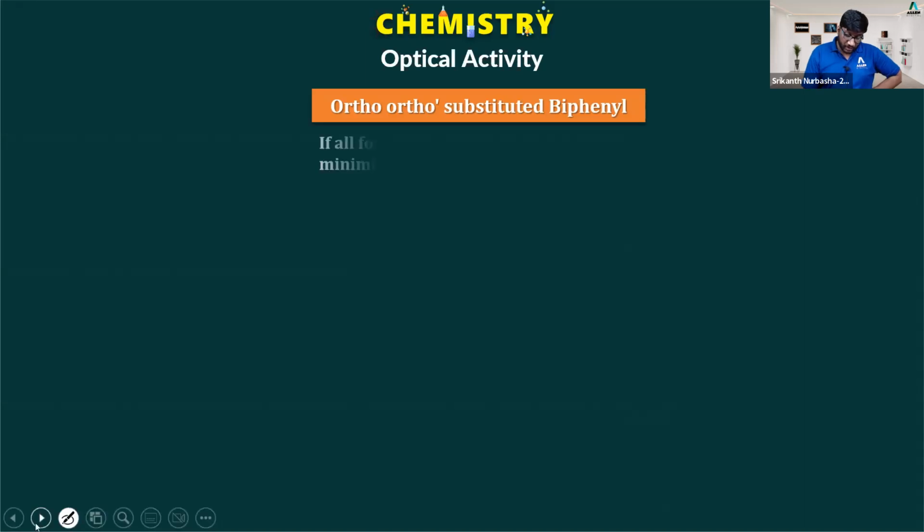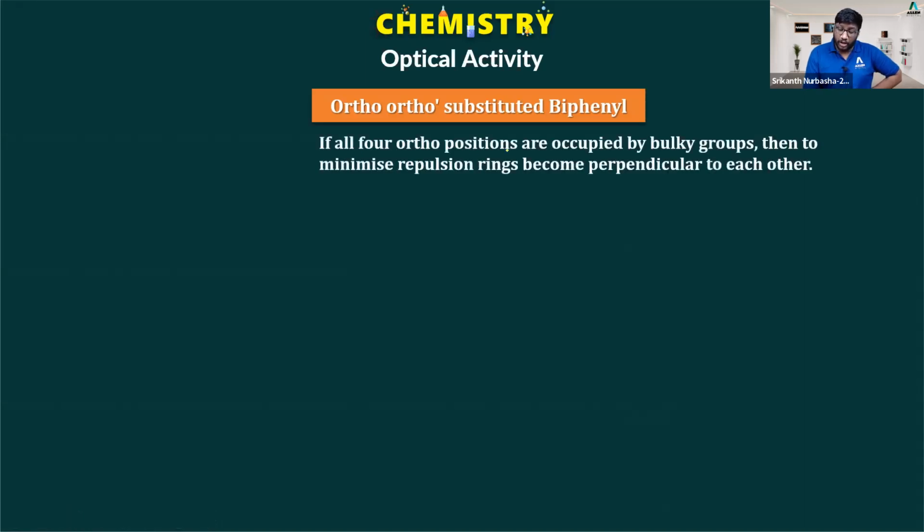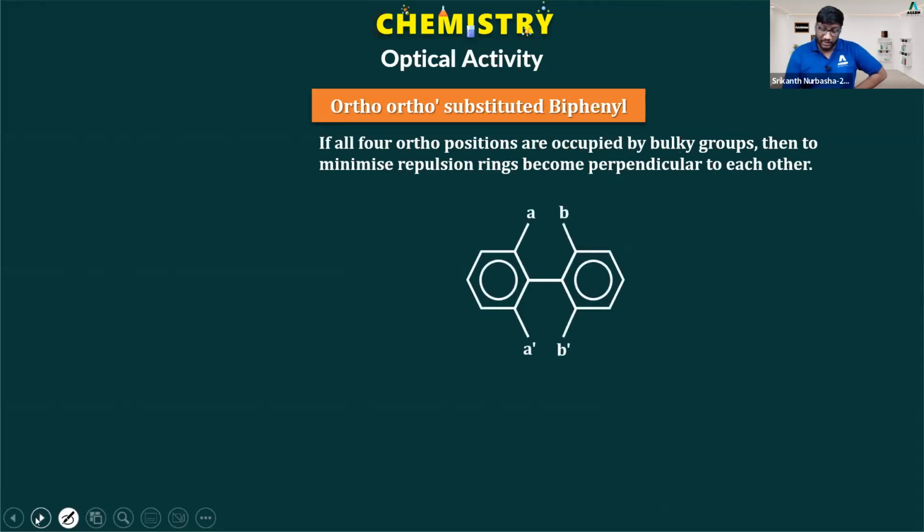Ortho substituted biphenyls. If all the four ortho positions are occupied by bulky groups, then to minimize repulsions, the rings become perpendicular to each other. Now you have the system like this. The biphenyls are there with respect to this phenyl. This is ortho positions substituted by A dash. With respect to this phenyl, these are also ortho substituted by B dash.